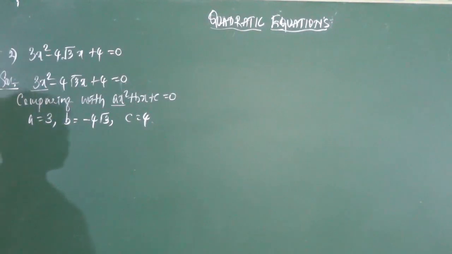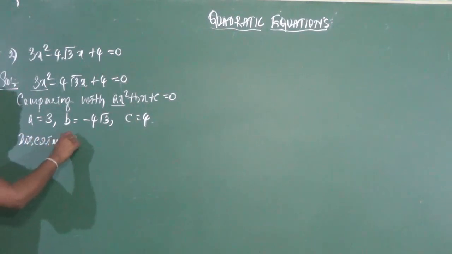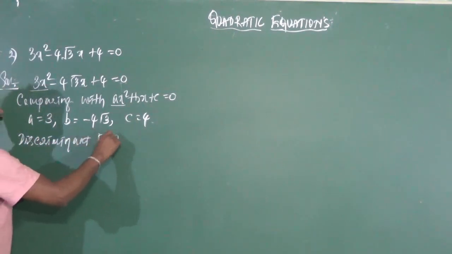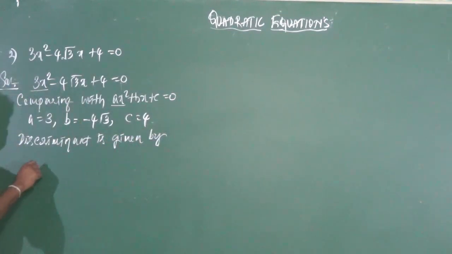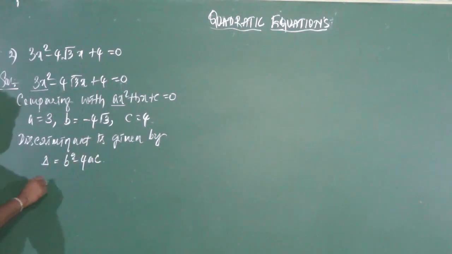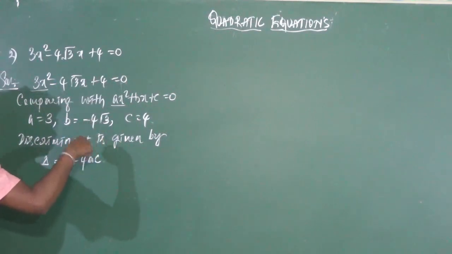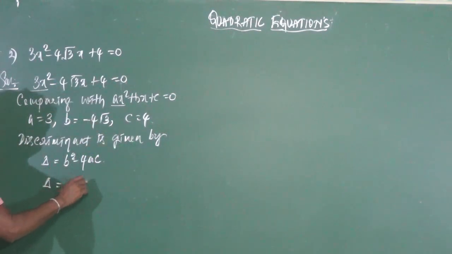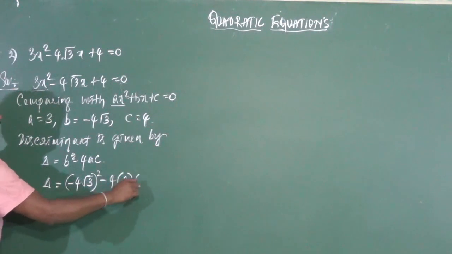So here we have to determine the nature of the roots. So the discriminant is given by delta is equal to b square minus 4ac. So delta is equal to b square, that is minus 4 root 3 whole square, minus 4 into a, which is 3, into c, which is 4.